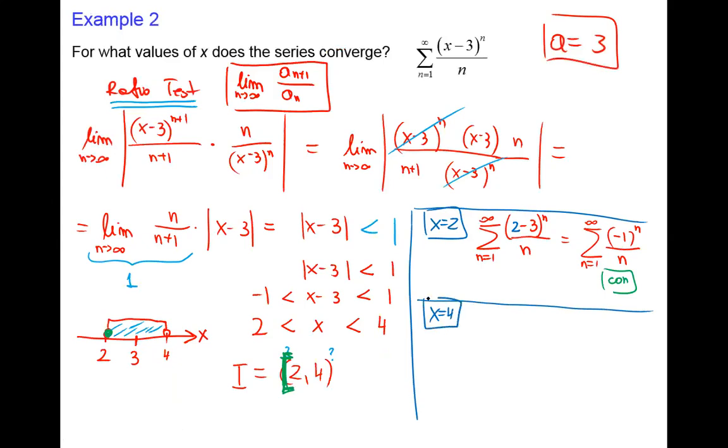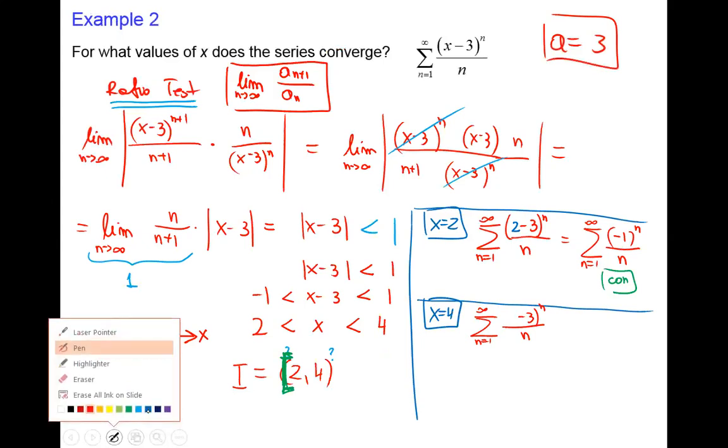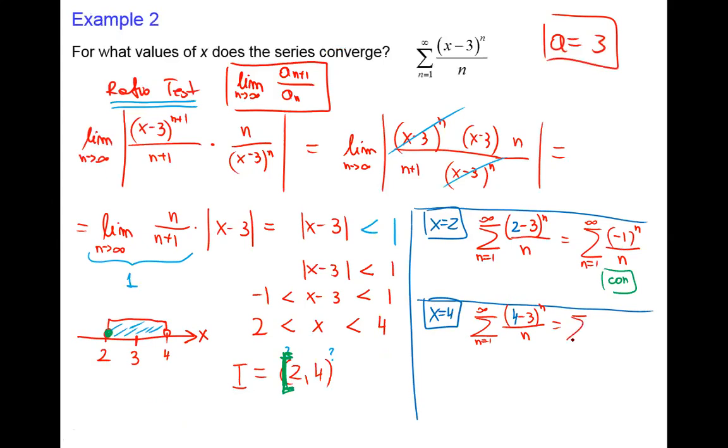X equals 4. What do we have? 1 minus 3 to the power of n. And now I am substituting. Okay, I have 1 to the power of n, and 1 to the power of any number is always 1. Okay, I'm getting 1 over n. This one is simply harmonic, which we know is divergent. That means this one is divergent, and this means that I will not include 4.